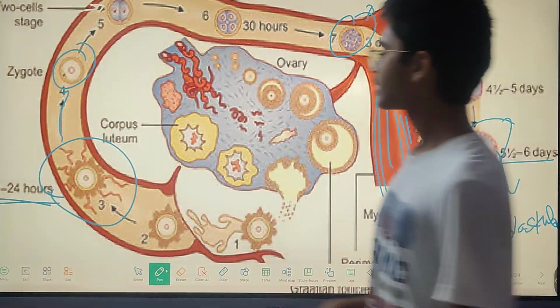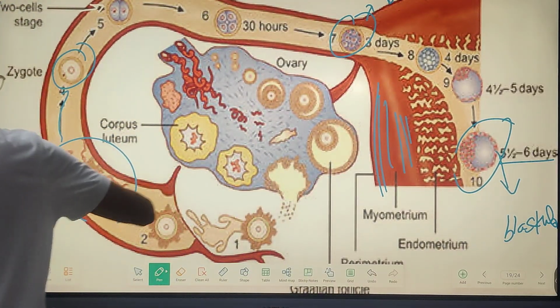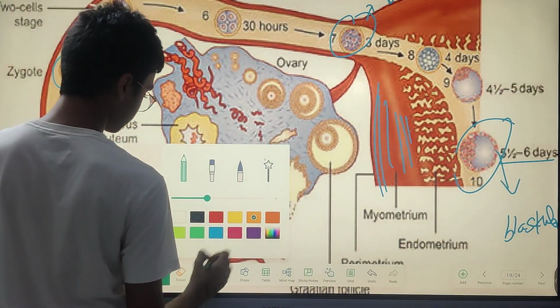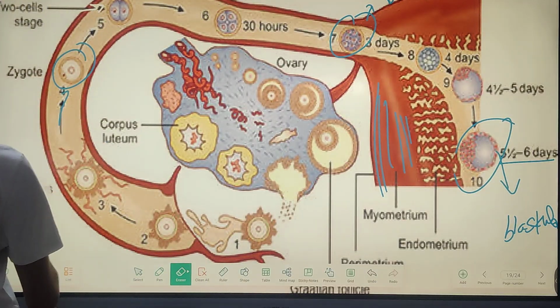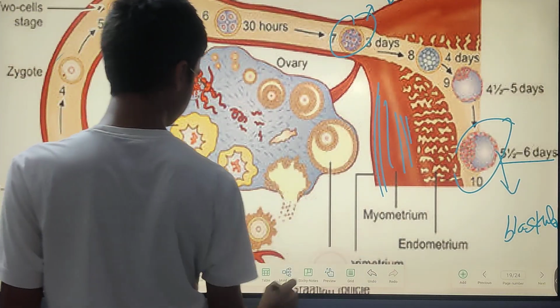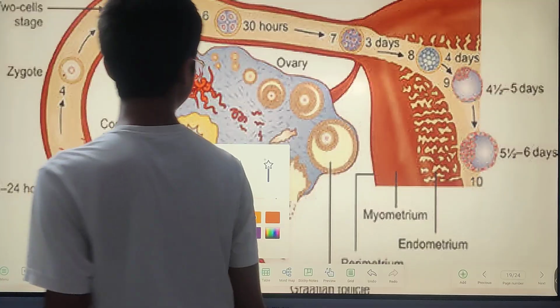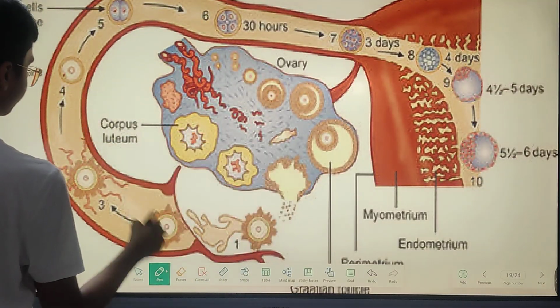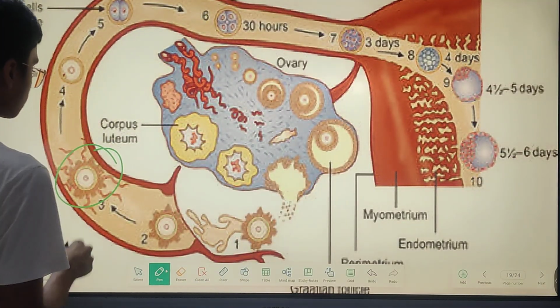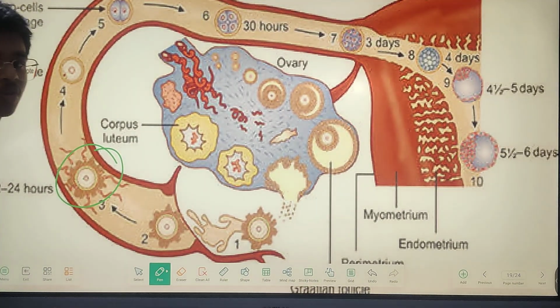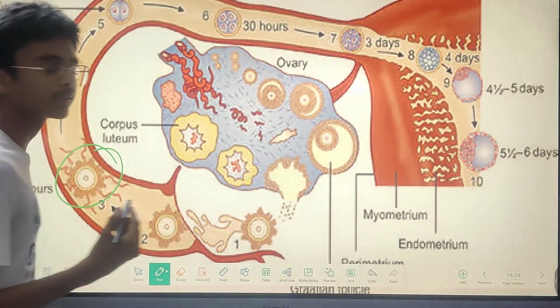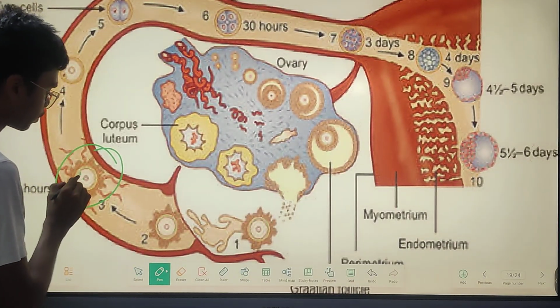Now next we are going to see the events that are happening. Here you can see the sperm is being fused with the ovum. I know it's a very blurry image, I'm so sorry, even for me it's very blurred. So here the sperm is being fused with the ovum.